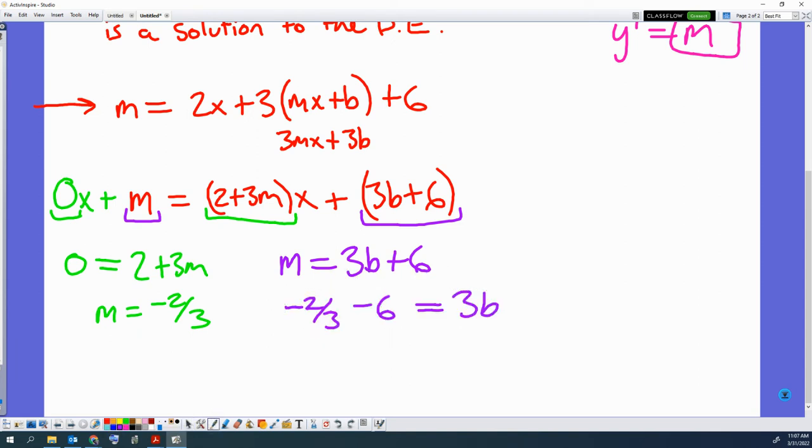And what negative 2 was, that's negative 18 thirds, so negative 20 over 3, and then divide by 3 again. So b equals negative 20 over 9. Look good? That one's a little bit annoying, that number, but there it is. m equals negative 2/3, b equals negative 20/9. What that means is that the line y equals negative 2/3 x minus 20 over 9 is a solution.